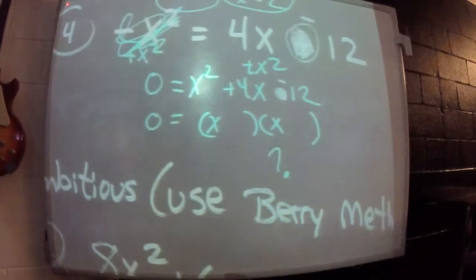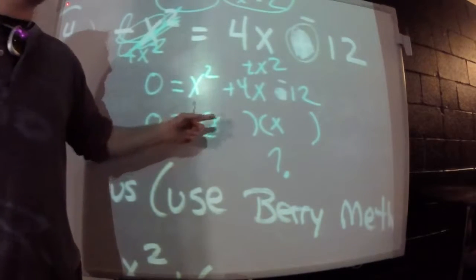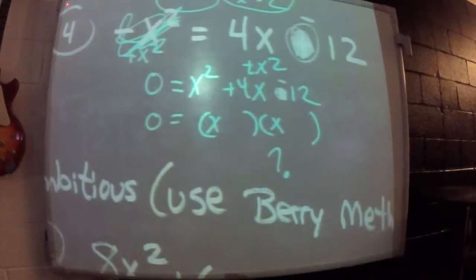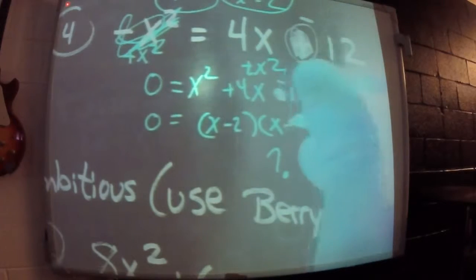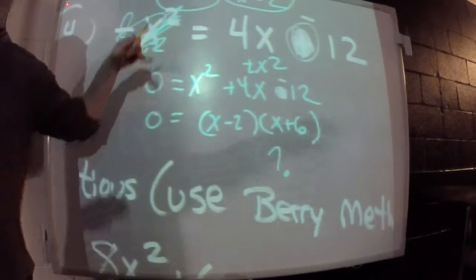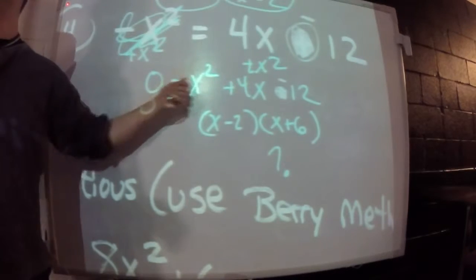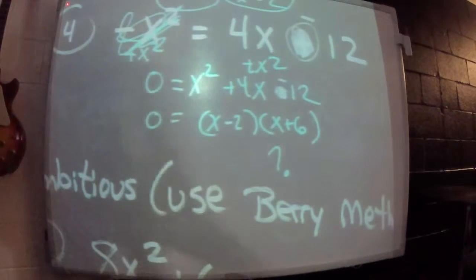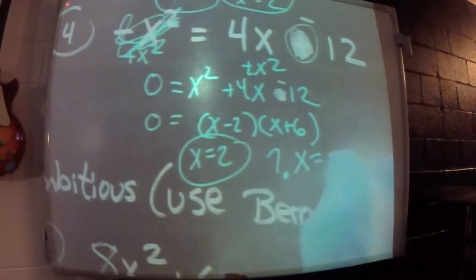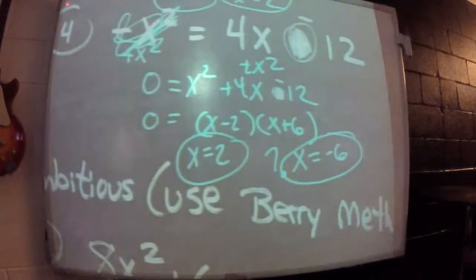Can I multiply to negative 12? Yes. I'm going to go negative 2 plus 6. There we go. Now I'm in business. And as we get further along, you will learn how to actually solve it when you can't factor it. So what's my two answers? x equals what? 2 and negative 6, after we changed the problem.